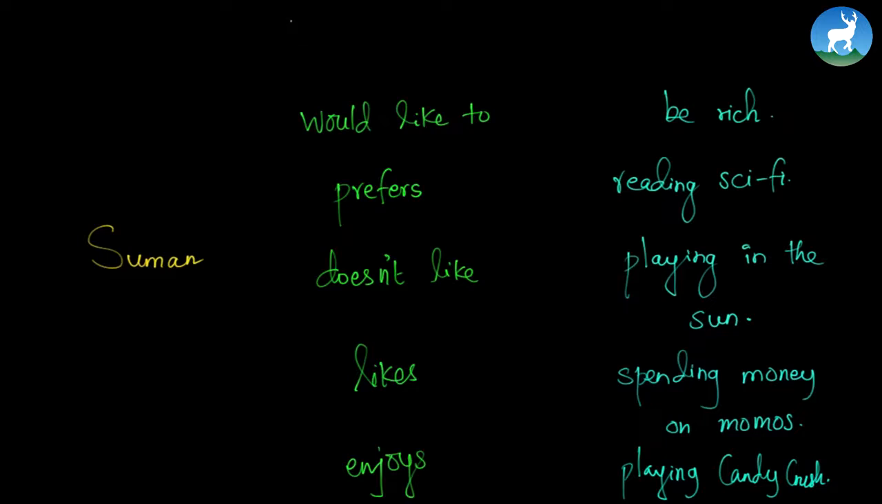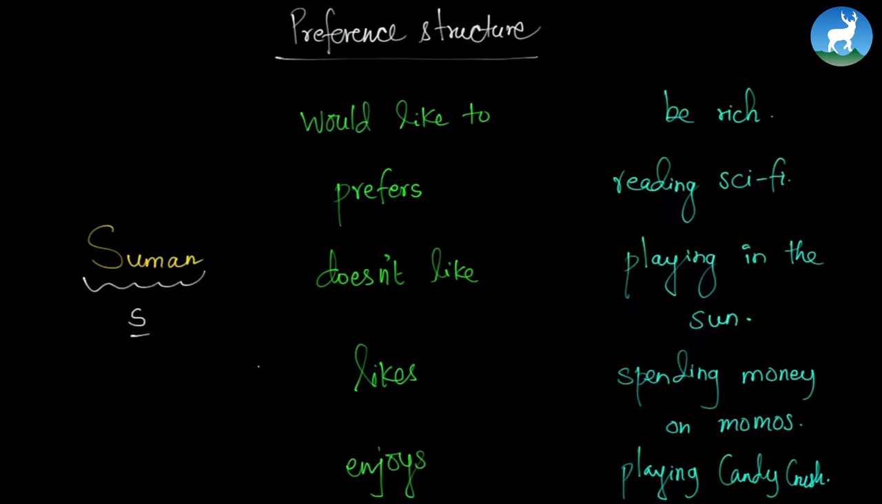I want you to learn about the preference structures. What structures? Preference structures. Now, Suman is our subject, right? And he likes to do many things. He even doesn't like to do something. Given below are the preference structures, and these are his likings and dislikings. So these are more like likings and dislikings, while these are preference structures.